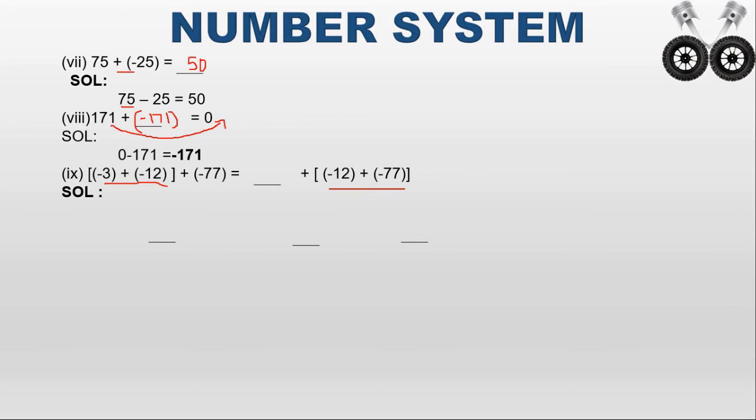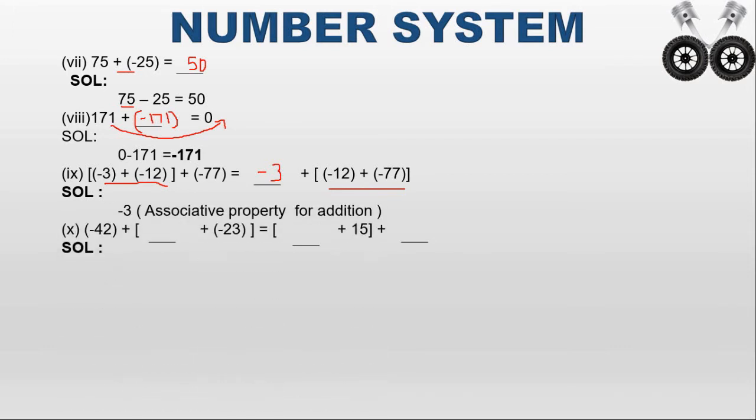So what is the property for interchanging the bracket? It is the associative property for addition. So here what is the first value? Minus 3. So minus 3 plus minus 12 plus minus 77. Which number is missing here? Minus 3. So I have to write here the minus 3, using associative property for addition.